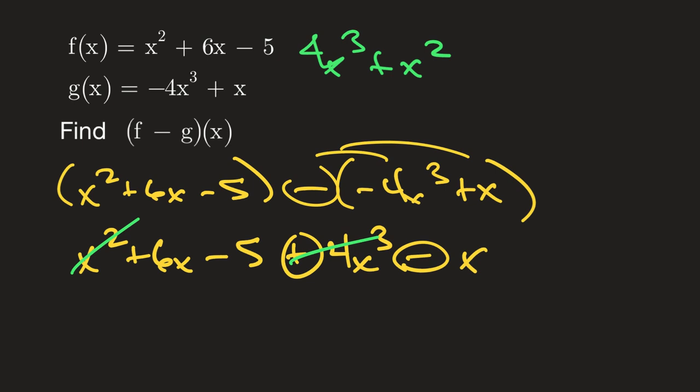Are there some x's we can get together? How many total? Well, there are 2, so together 6x minus 1x would total 5x. Good. Boom. Got it. And then what's the only thing left? Minus 5.